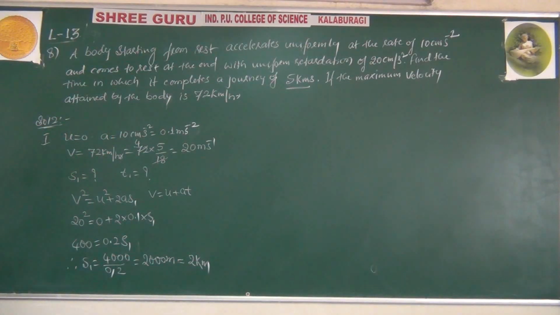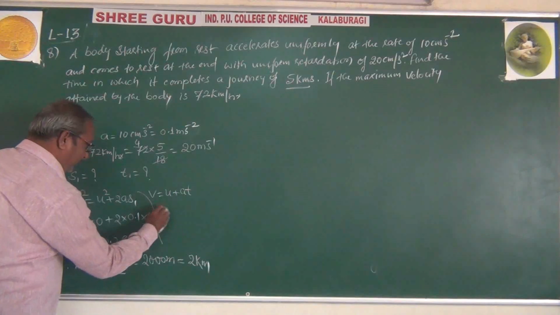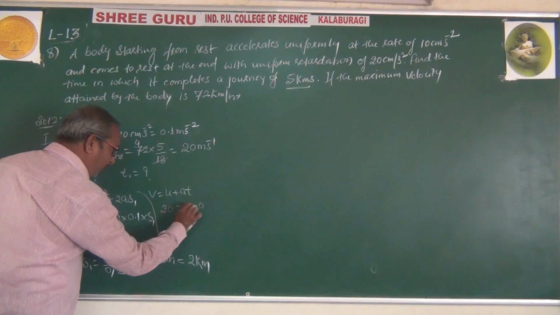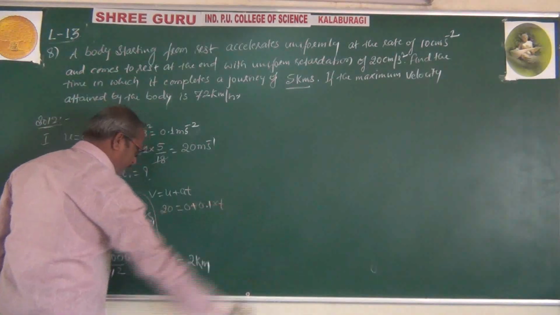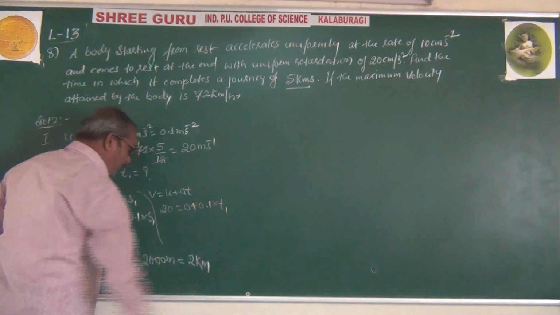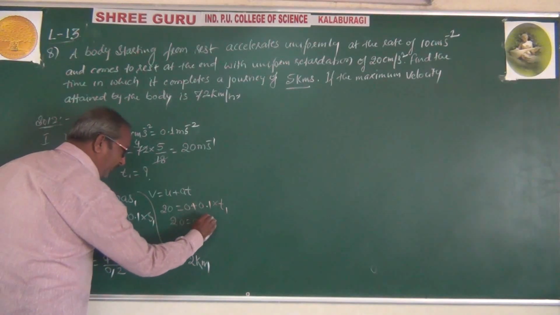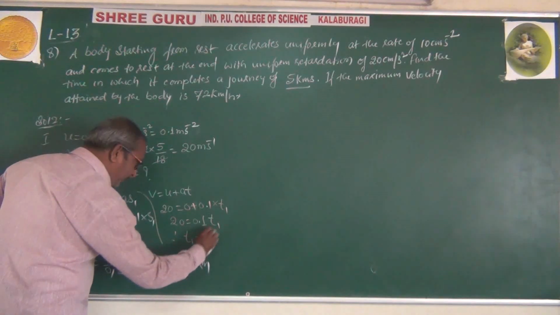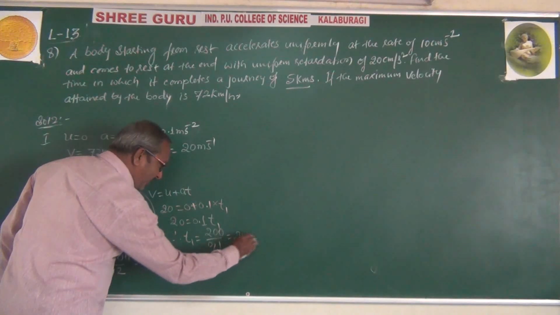2000 meters equals how much? 2 kilometers. Then you have to calculate the time. This is 20 equal to 0 plus 0.1 into t. So this t is t1. So 20 equal to 0.1 into t1. Therefore t1 equal to 20 divided by 0.1, point cancelled, equal to 200 seconds.